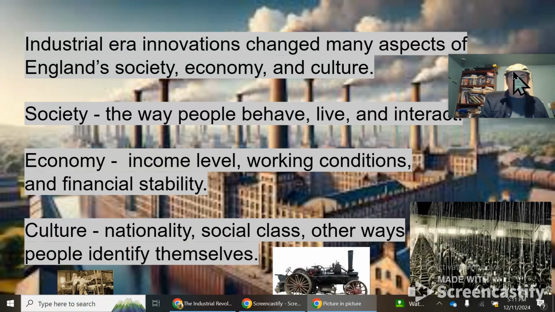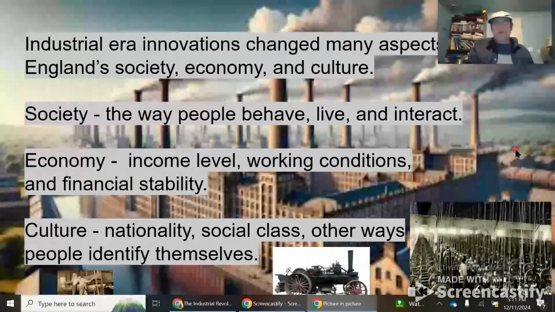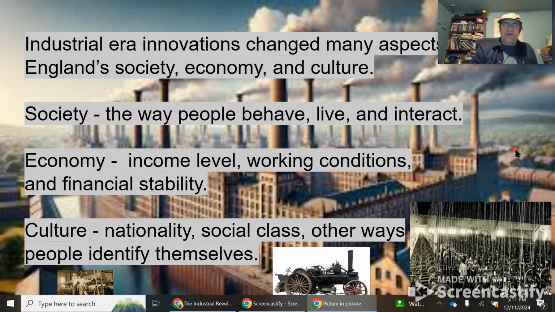Okay, so industrial innovations changed many aspects of England's society, economy, and culture. And by society, I mean the way people behave, the way people live, the way they interact with each other. By economy, I'm referring to people's income level, their working conditions, what they do to gain a living, and their financial stability. By culture, I'm referring to how people identify themselves, whether it's nationality, by region, by social class, by ethnicity. That's what I'm referring to when I'm talking about culture.